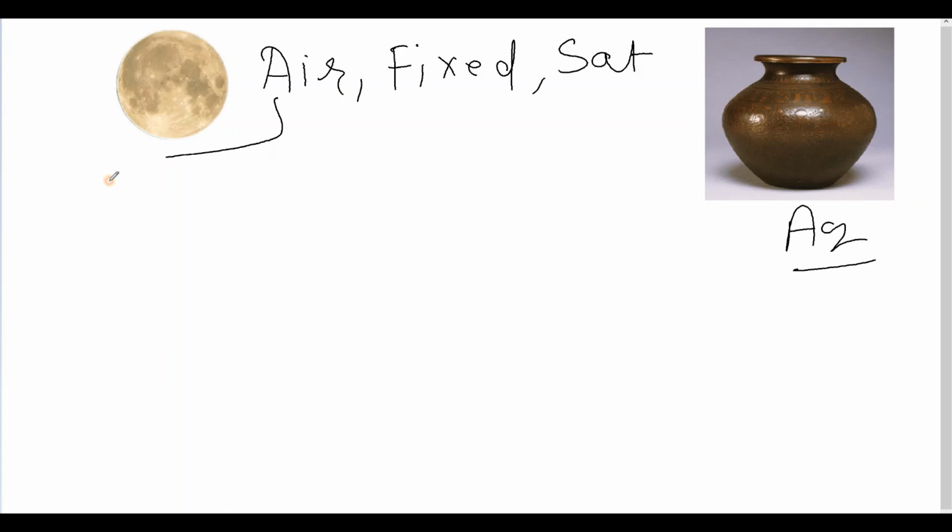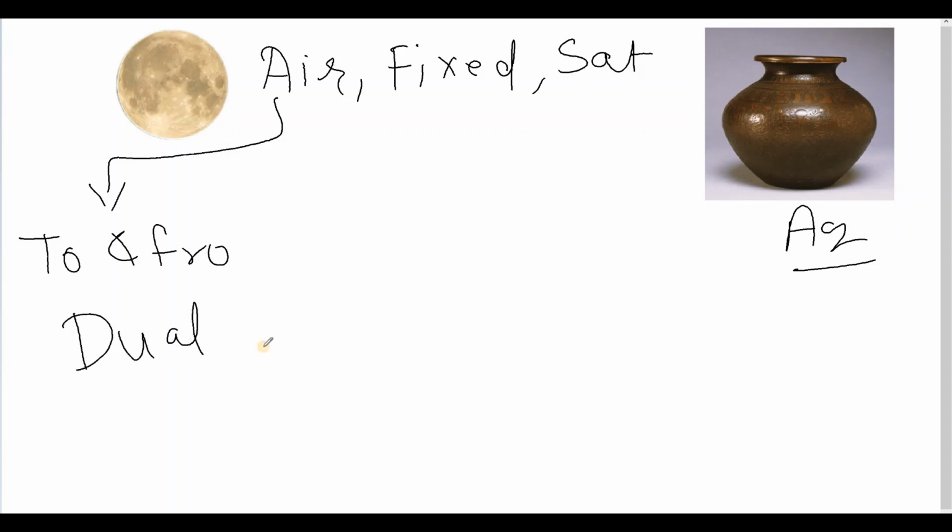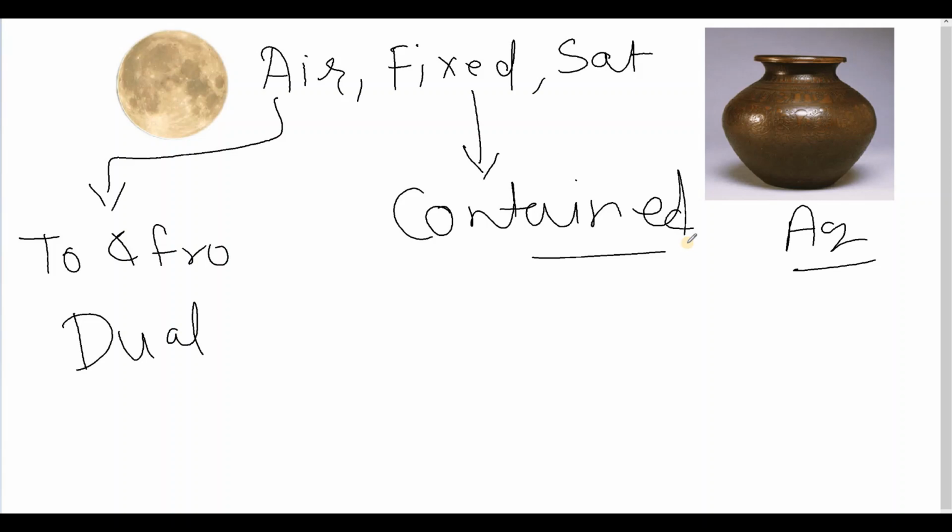Now if you see the element of air, the most natural movement of air is to and fro. Air, if you observe, simply blows from one side and sometimes from the other side. So the most fundamental way of air is dual, and the most difficult manifestation of air is air which is fully contained and fixed, which is what this sign of Aquarius represents. And air is very closely associated with mental activities.